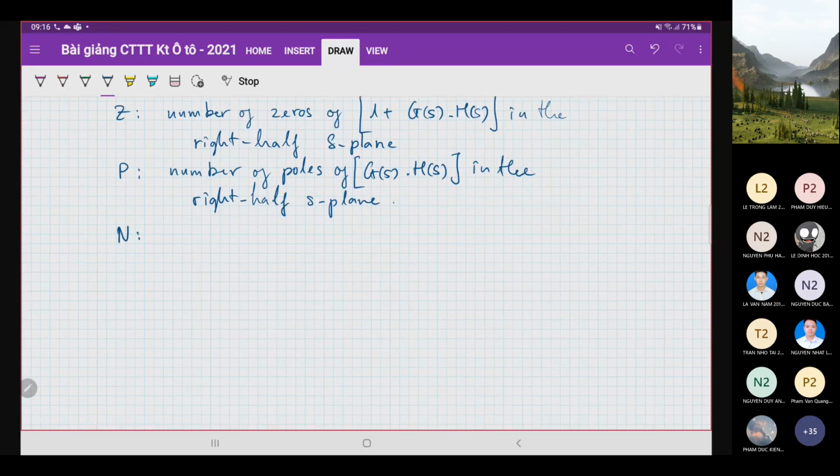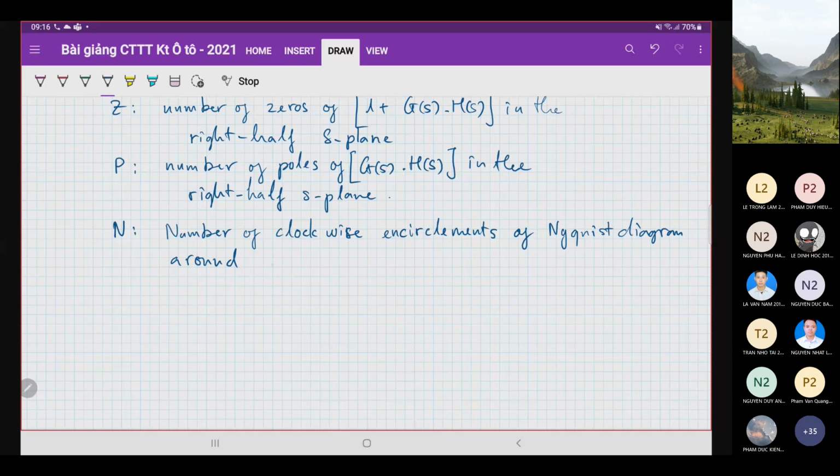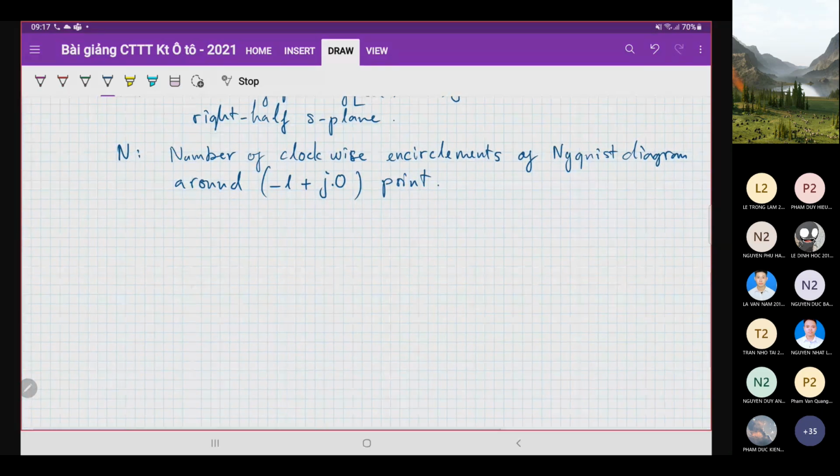And N will be the number of clockwise encirclements of the Nyquist diagram around the -1 plus j0 point. That just means the point -1 on the real axis of the S-plane, okay?